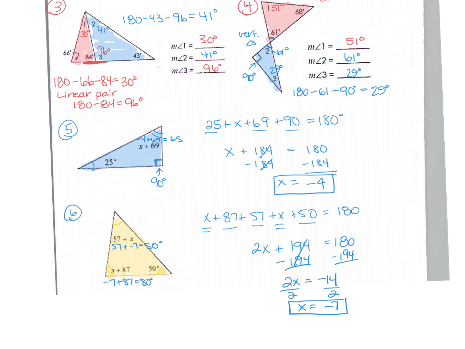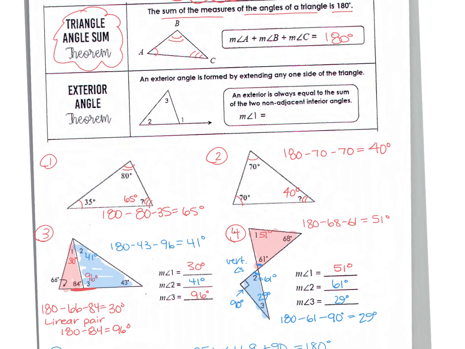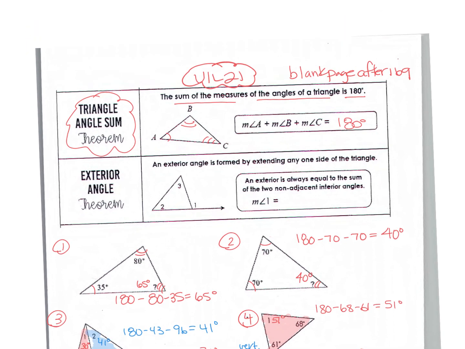At this time, let's go back to the top of the page and let's look at the exterior angle theorem, shall we? The exterior angle theorem is brand new, and an exterior angle is one on the outside. It's formed by extending any side of the triangle. So if I extend this side, on the outside I have angle 1. The exterior angle theorem says the exterior angle, which is angle 1, is equal to the sum of the two non-adjacent interior angles. Well, to be adjacent means to touch.